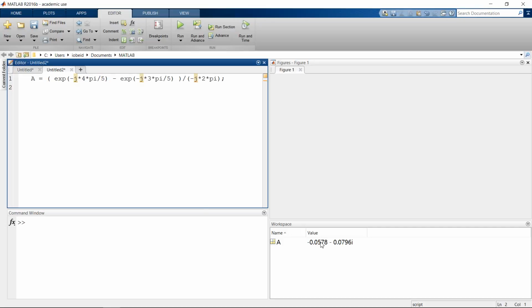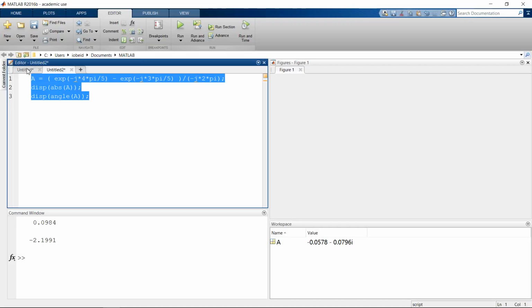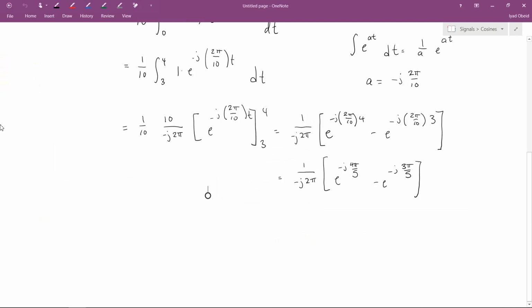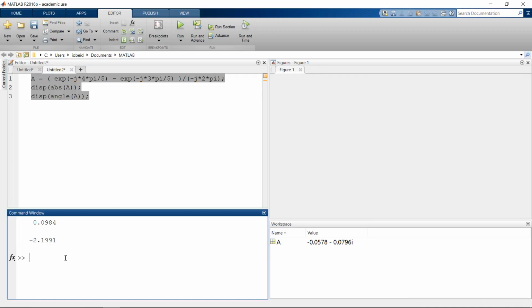So now you can see that A is in memory, and A is a complex value. It has a real part and an imaginary part. But for us, we want to display the magnitude and the phase. So in order to do that, we're going to tell MATLAB display the magnitude of A, which is the ABS, absolute value function, and we're going to say display the angle of A. That gives us the phase angle in radians. So we evaluate that and we get the following. So let's go ahead and put that back in our code and in our notes and see where that gets us. Here's our results.